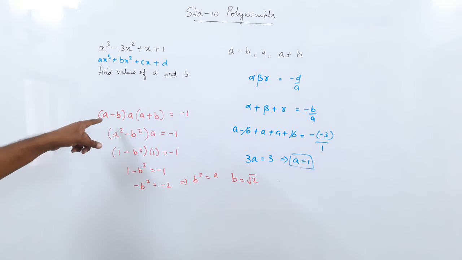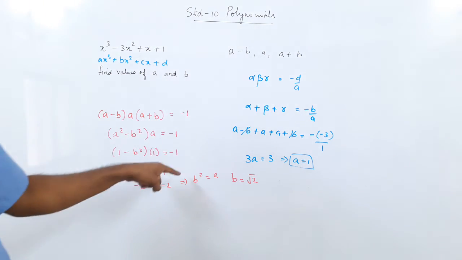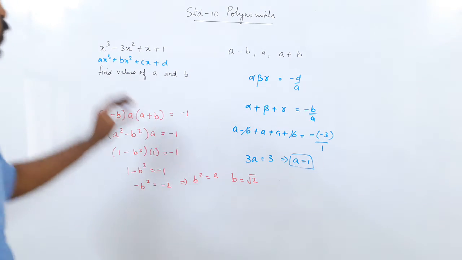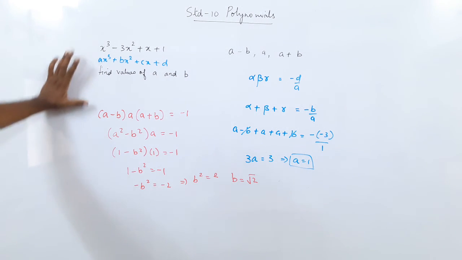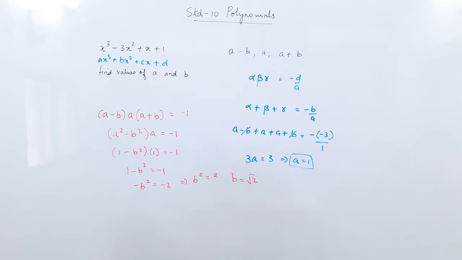So we have used the two rules: alpha into beta into gamma, and alpha plus beta plus gamma. So we did not have to do the long division, find the roots, compare equations, nothing. Just using these two methods, I have found out the value of a and b.